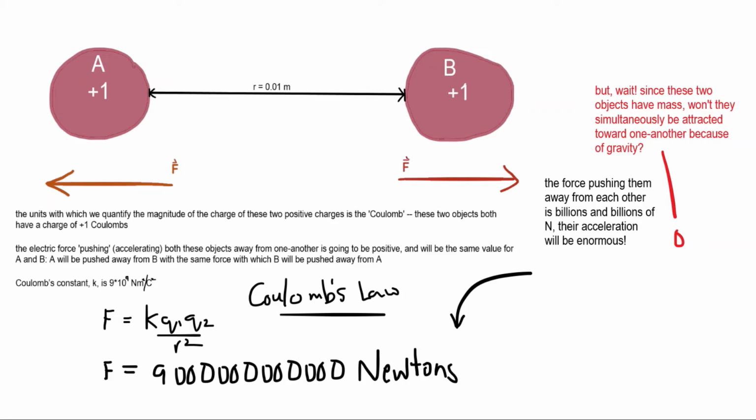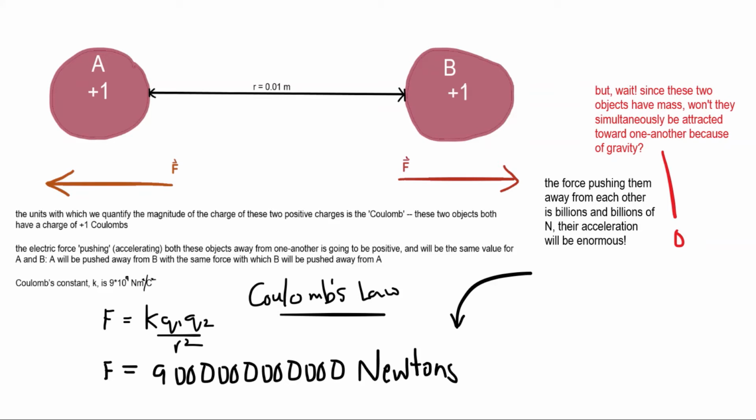Plugging in the values into the equation, we see that the repulsive electric force between them is equal to 9 times 10 to the power 13 newtons. That is a ridiculously large force. They are running away from each other big time. But wait, because they have mass, won't these two objects also be attracted gravitationally while being repelled?